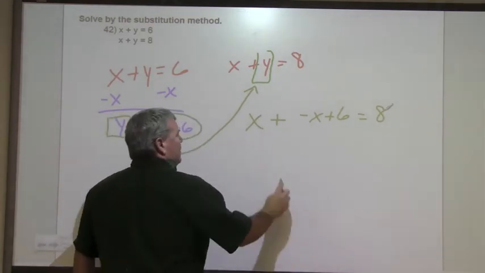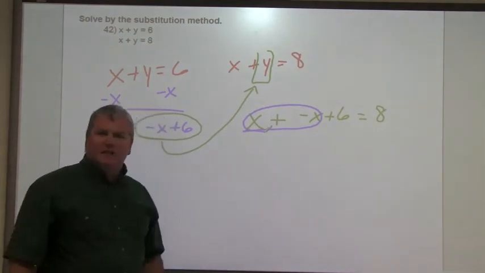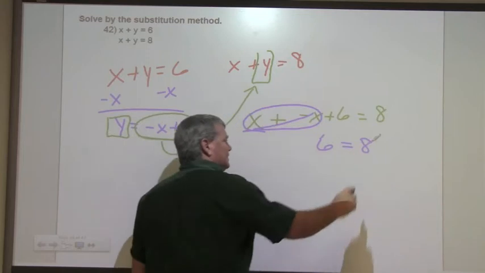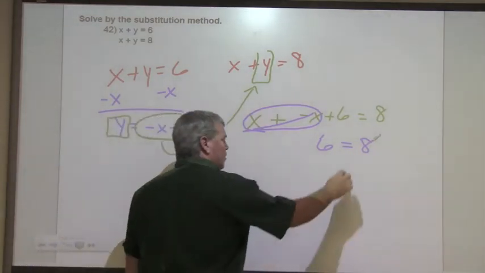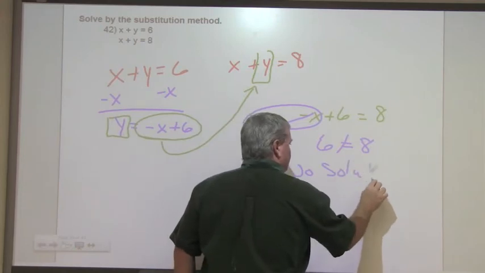When I do that, well, what's x plus a negative x? Well, x plus negative x is 0. So that zeroes out. And so I'm left with 6 equal to 8. Can 6 equal 8? No. So what does that tell me? That there's no solution to this problem.